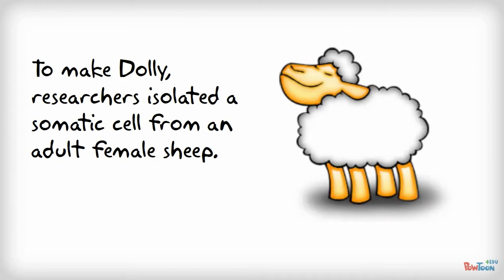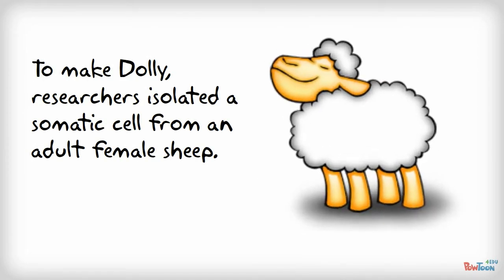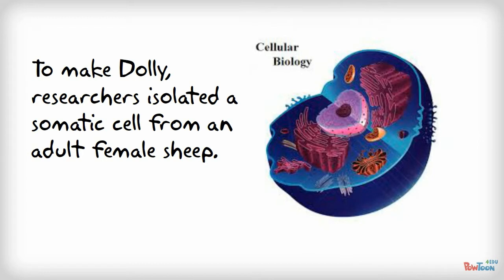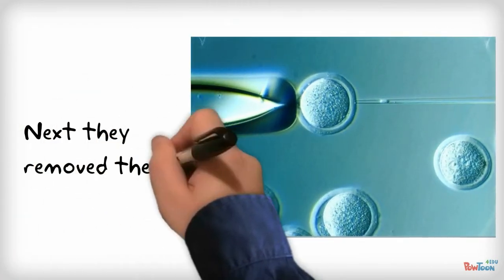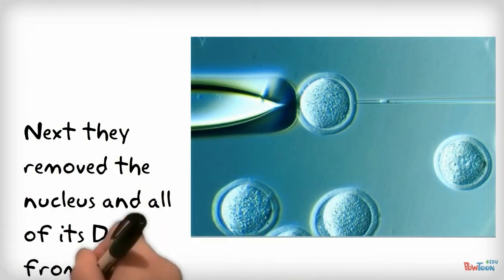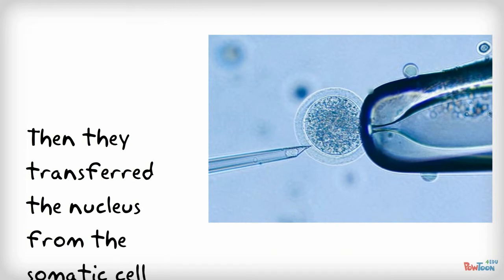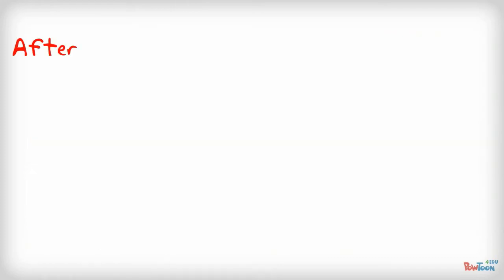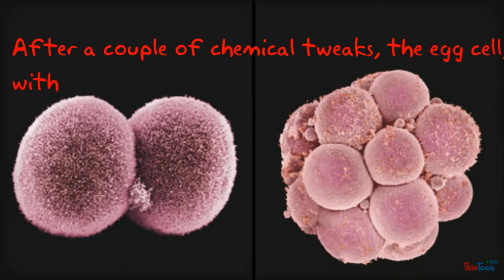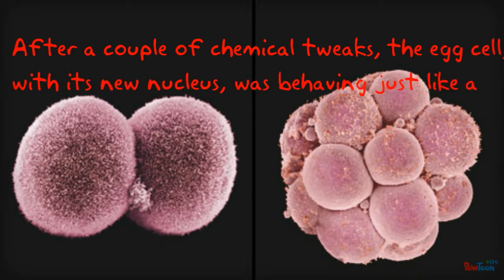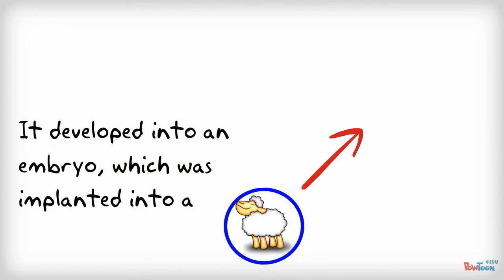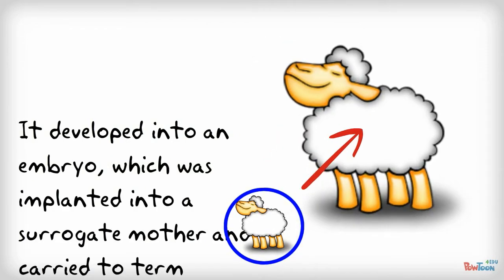To make Dolly, researchers isolated a somatic cell from an adult female sheep. Next they removed the nucleus and all of its DNA from an egg cell. Then they transferred the nucleus from the somatic cell to the egg cell. After a couple of chemical tweaks, the egg cell, with its new nucleus, was behaving just like a freshly fertilized egg. It developed into an embryo, which was implanted into a surrogate mother and carried to term.